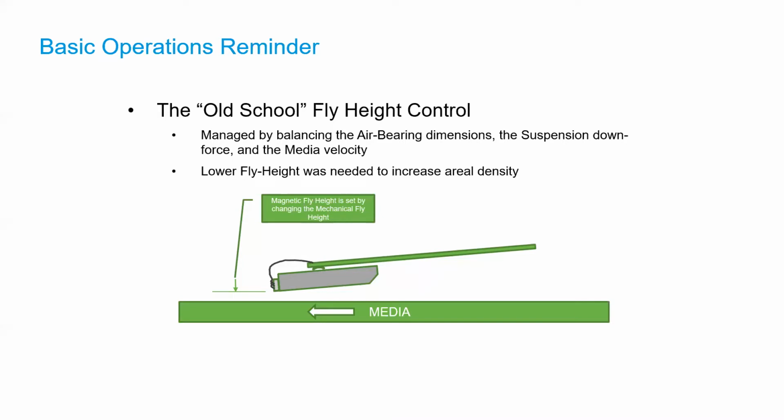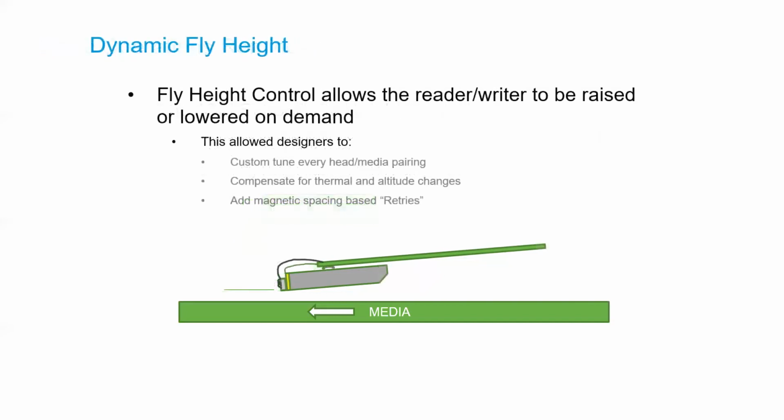However, we reached a point where it wasn't healthy to fly the heads any lower, so we had to do the whole mother of invention thing, and we had to come up with a new way. Next slide, please. What we've done here is we've decided that adding a new capability known as dynamic fly height is going to do a bunch of things for us. One click, please.